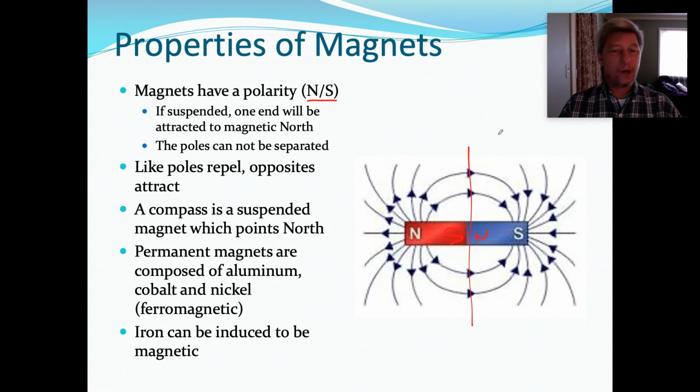Permanent magnets are composed of aluminum, or aluminium, as the British say, cobalt, and nickel. We call them ferromagnetic, which is interesting because iron in and of itself is not magnetic, although we can get it to become magnetic in the presence of a strong magnet. So if you put a piece of iron near a magnet, it will attract to the magnet.